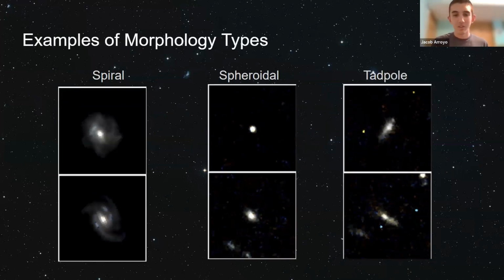Yeah. So there are examples of different morphology types. These are the different types of galaxies. I'll start off with these spirals that you're probably fairly familiar with. That's where you have the bulge in the center and then the arms coming out of it, such as our own Milky Way. So that's not as common as you may expect.